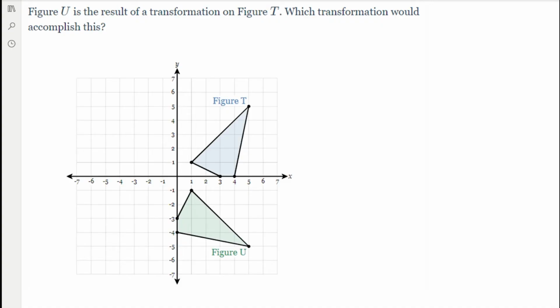Let's try one more. Figure U is the result, so that means it's a transformation of figure T. So this is the original one. I'm just going to put a star. So let's check out what that turn is.